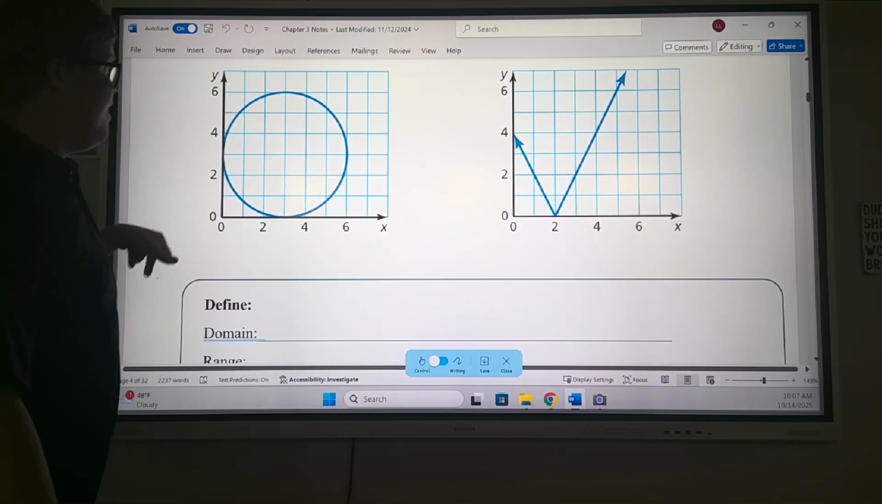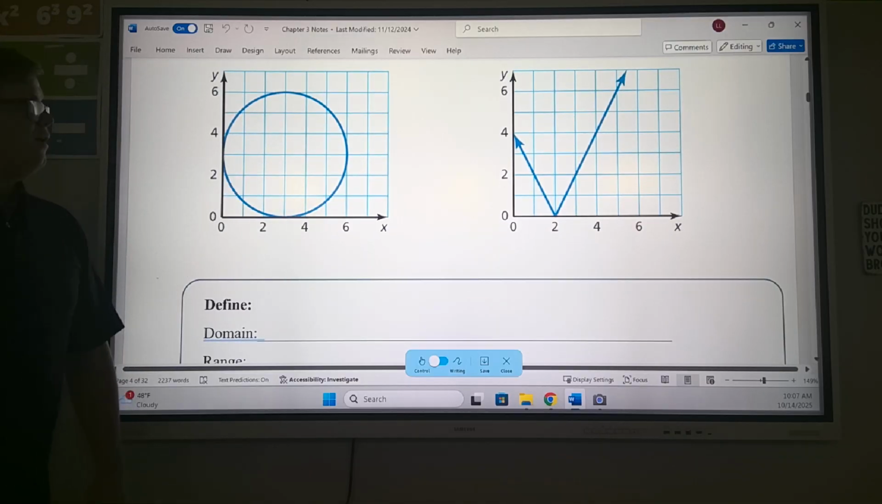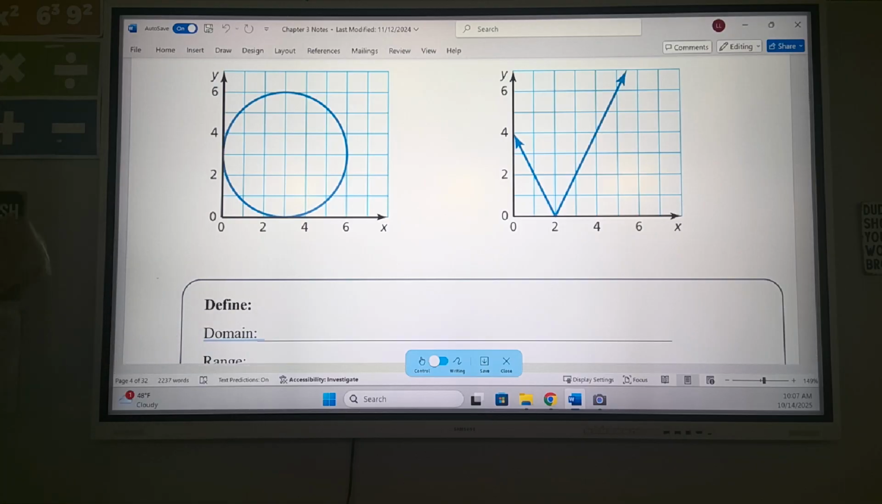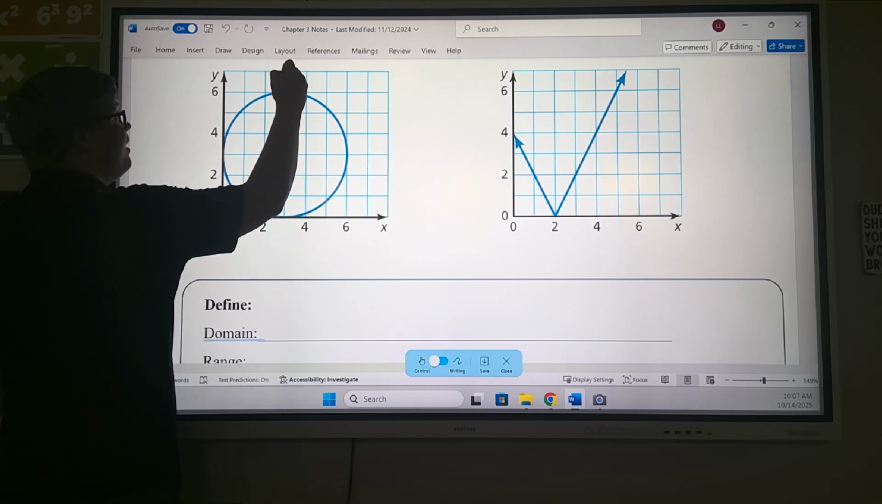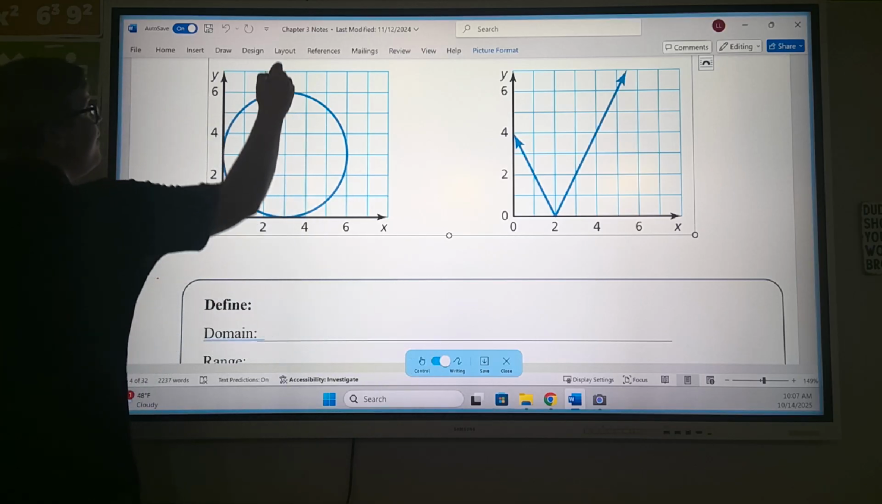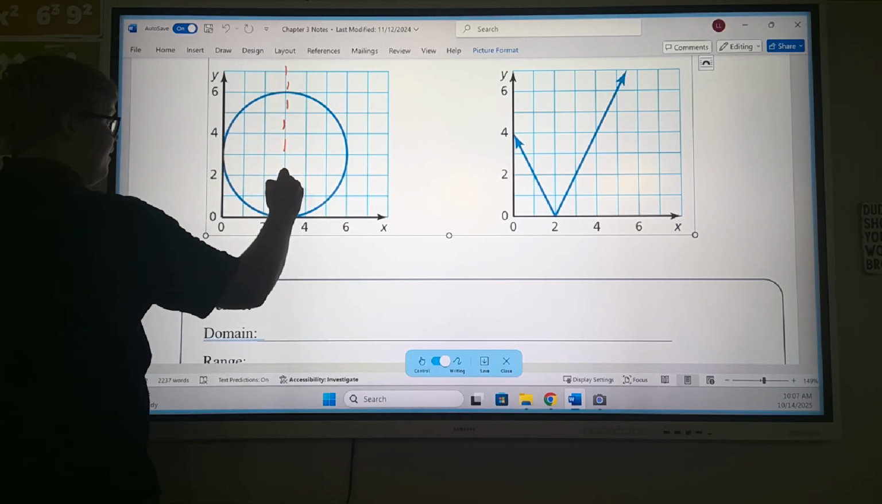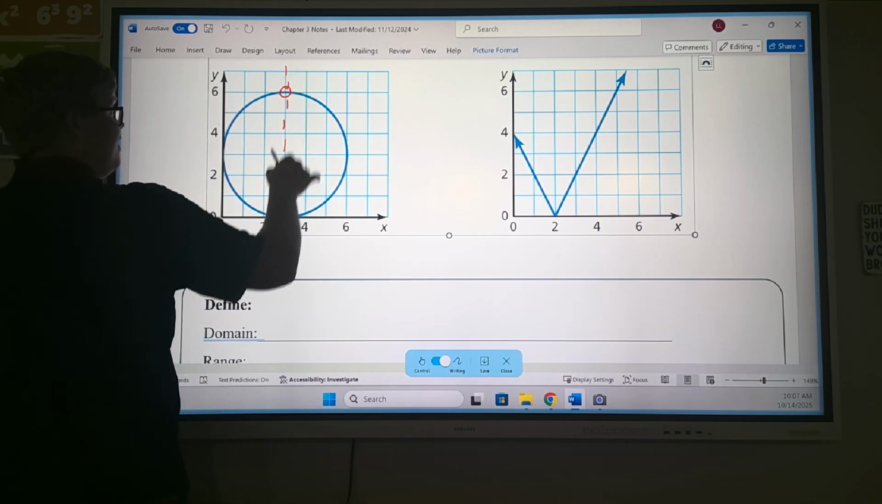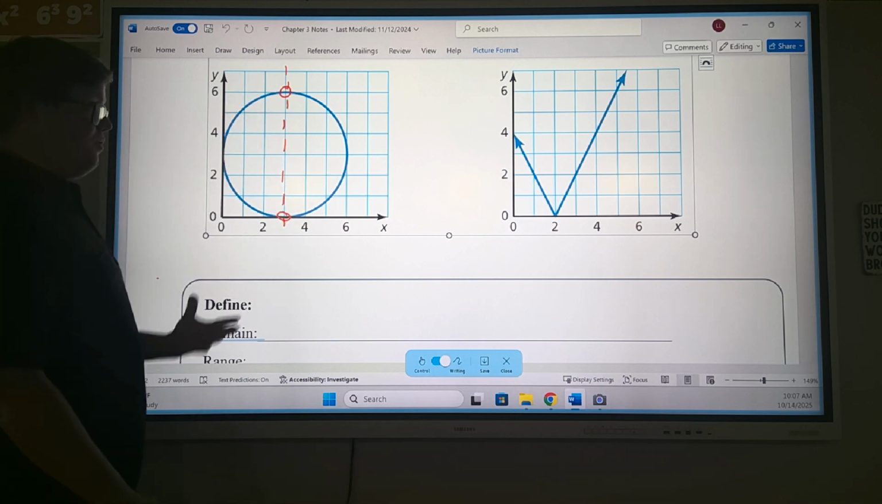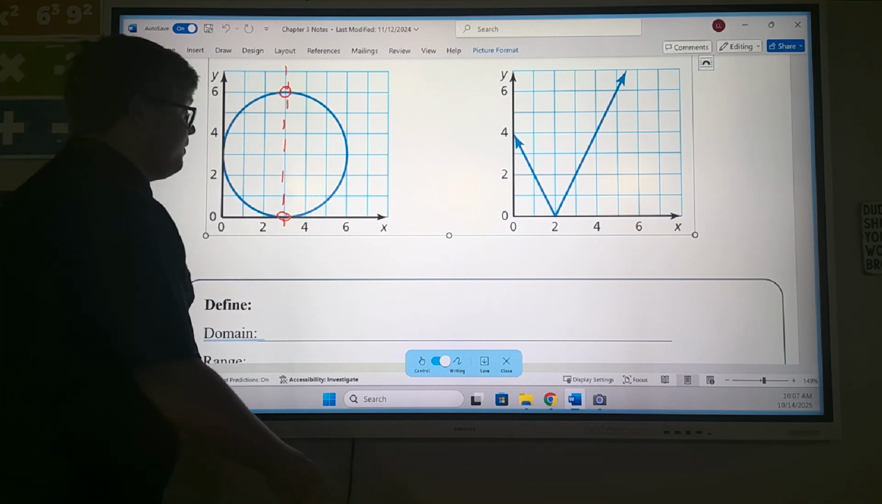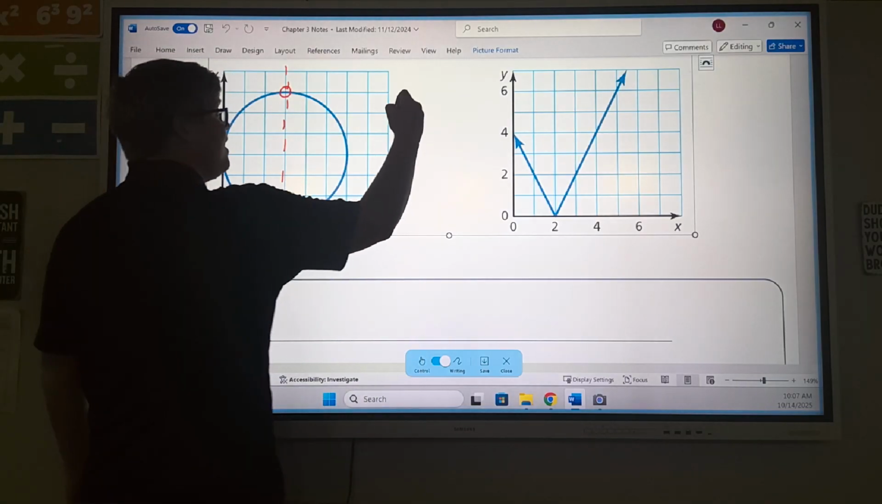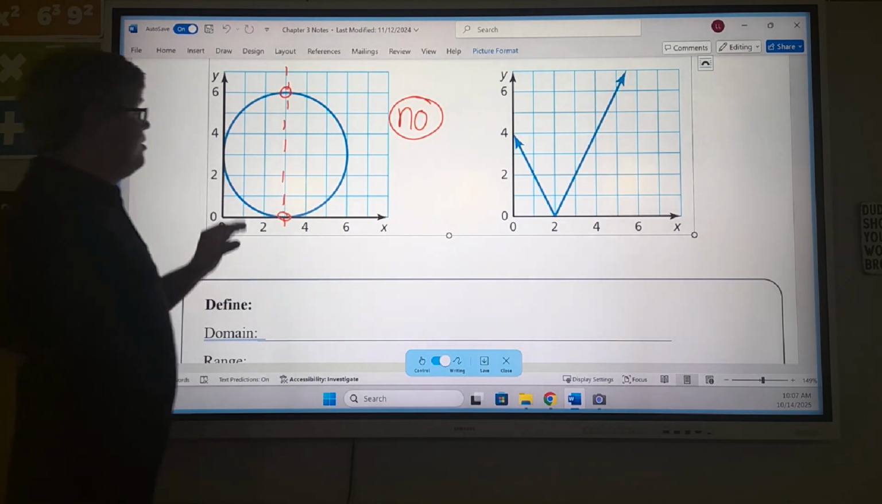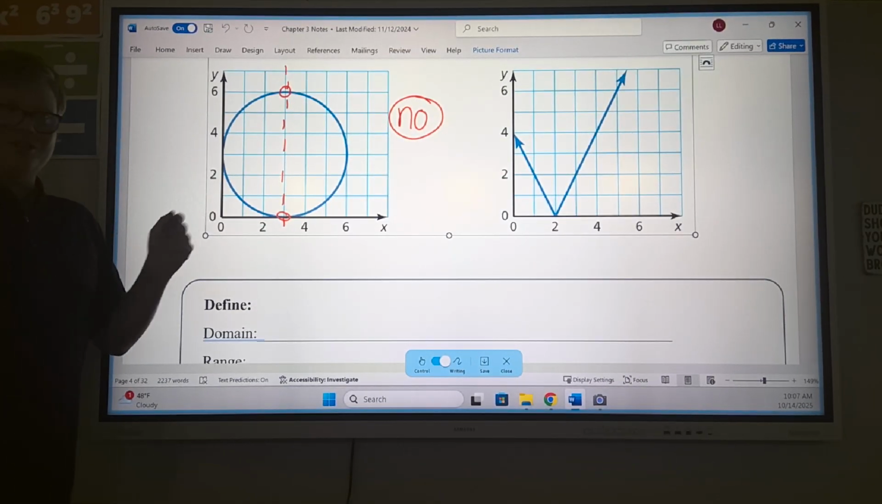Go ahead and identify whether these 2 are functions or not. Go ahead and pause the video, identify them, and we'll go over it. Okay, we look here, we look at the circle. If we draw our vertical line, it looks like it crosses here and here at 3. And if we did that again, on all the different sections, it would pass more than once on multiple of them, right? So it does not pass a vertical line test, therefore it is not a function. So a circle on a graph is not a function.